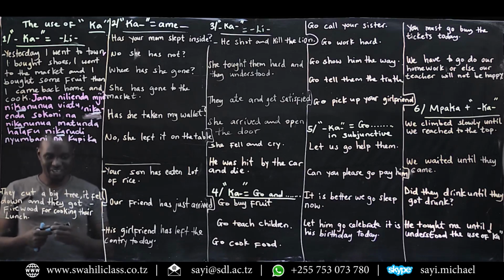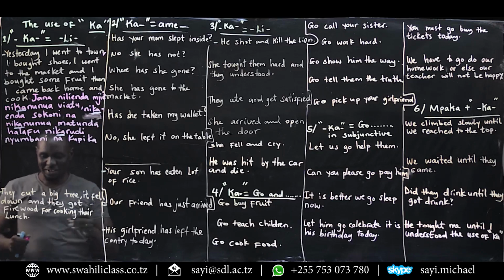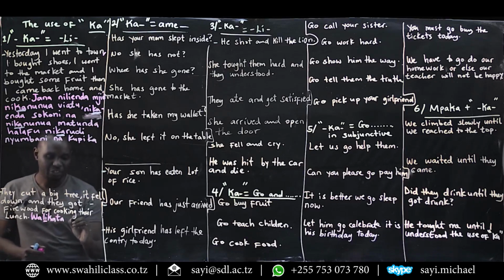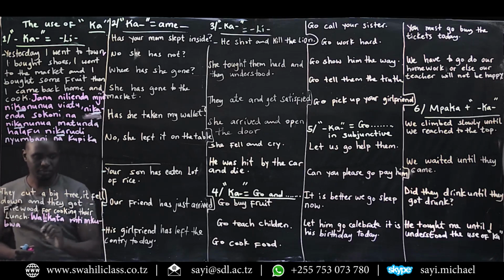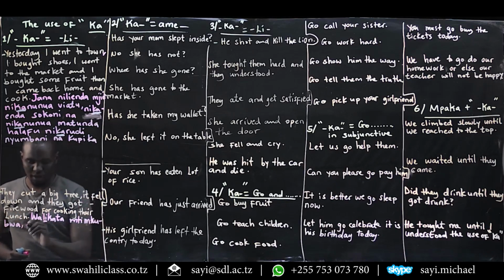They cut a big tree. It fell down, and they got firewood for cooking their lunch. So, how will you translate? The first sentence needs to have li. Walikata a big tree. Mti mkubwa. Walikata mti mkubwa. They cut a big tree.